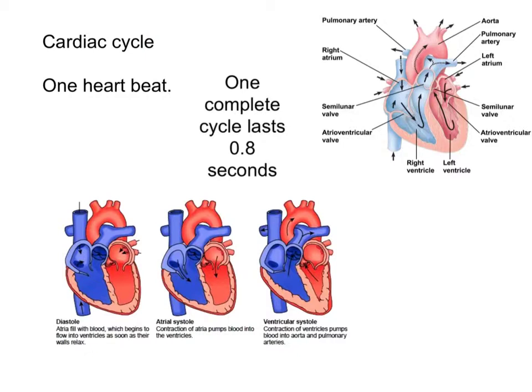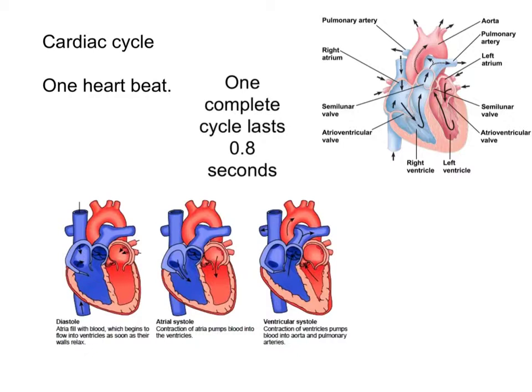The cardiac cycle represents the mechanical event of one heartbeat. At rest, one complete cycle lasts 0.8 seconds and is repeated approximately 72 times a minute. The cardiac cycle consists of two phases, the contraction phase and the relaxation phase.